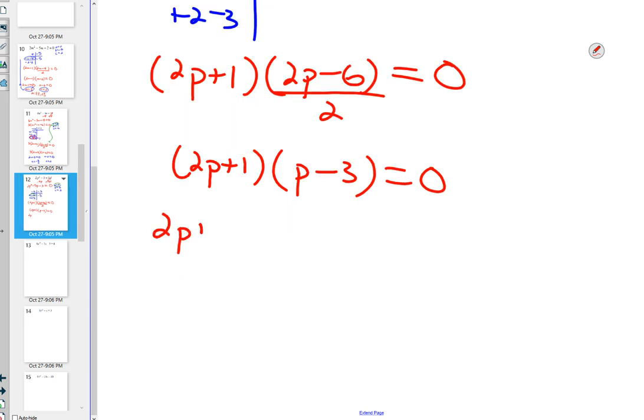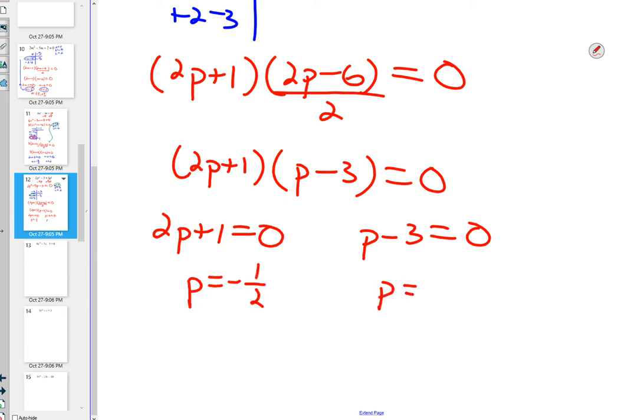Make each factor equal to 0. Solve. If you want me to show these last couple steps, is that what you want? Not just take my word for it, since it's giving you negative 1/2. This gives you 3.